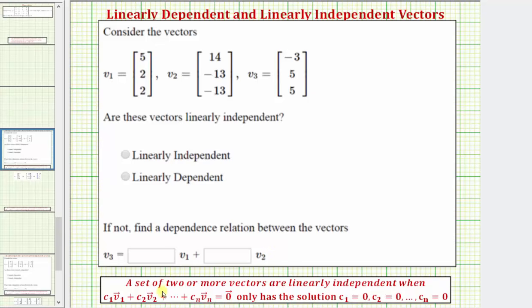Looking at the notes below, a set of two or more vectors are linearly independent when this vector equation here, where we have a constant times each vector equals a zero vector, only has a solution where all the c values are equal to 0. And because we have three vectors, we'll have c sub 1, c sub 2, and c sub 3. So we'll set up this vector equation, solve it to determine if they are linearly independent or linearly dependent.